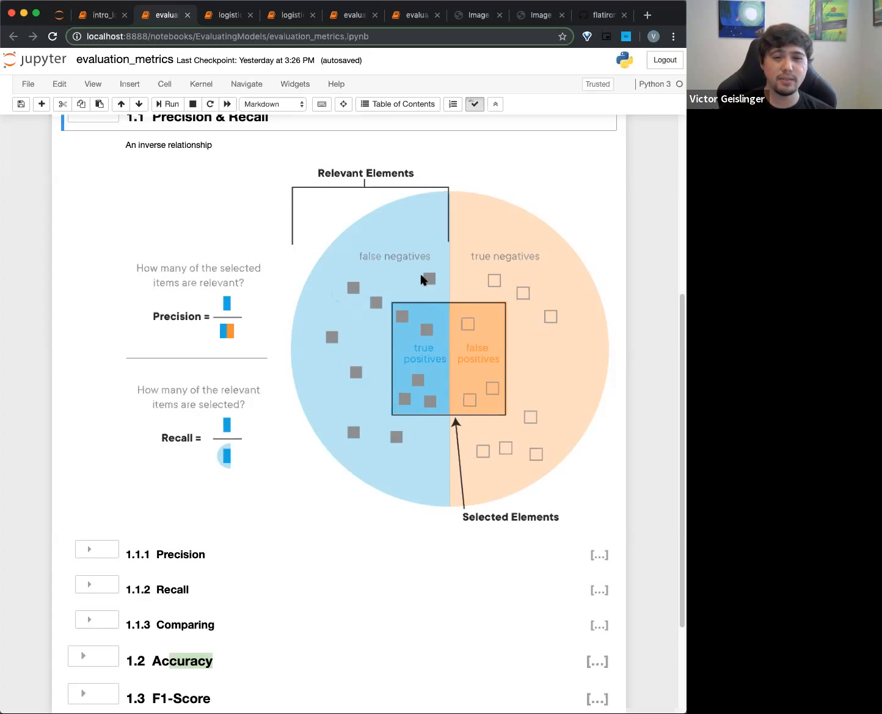Does that make sense to everyone so far? Hopefully I didn't confuse you more by saying that out loud. Essentially, all of these things in blue are in fact positive, and all of these things in orange are actually negative. But what's inside this square is what the model says is positive, or you can think of it as the first group.